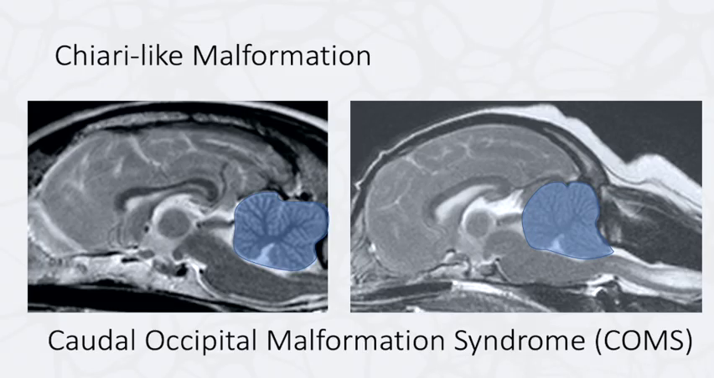And Chiari-like malformation is the term that's typically accepted right now, but it's often referred to as caudal occipital malformation syndrome, or COMS as well. And the clinical sign that usually is why these patients present is going to be related to the syringohydromyelia, that increase CSF within the spinal cord.